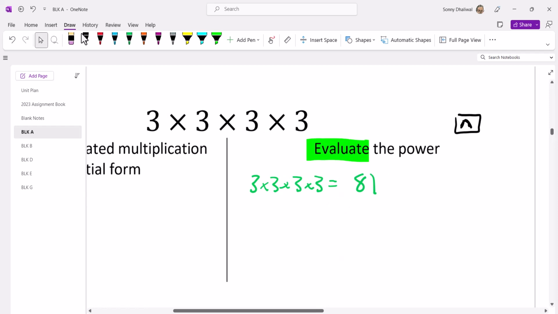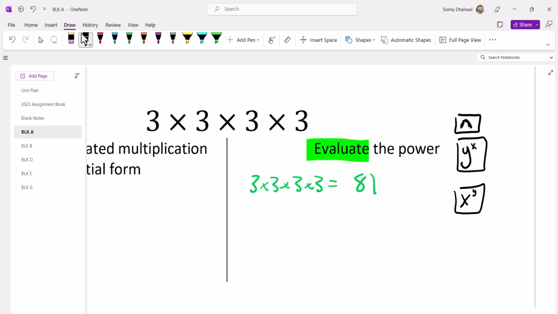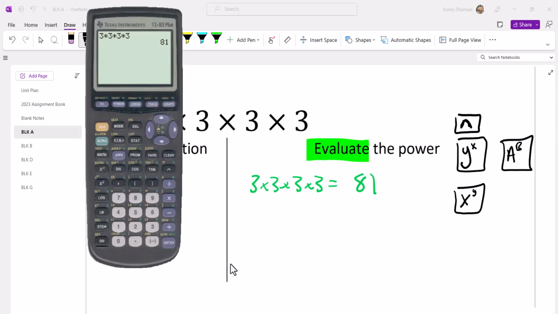Some of you will have that. Some of you will have something that looks like a power: a Y with an X up on top, or an X with a Y floating up there, or maybe the same thing written with A's and B's. So grab your calculator and try to do this. For me, I go 3 exponent 4 and hit my equals button, and I get the straight answer. So much faster.